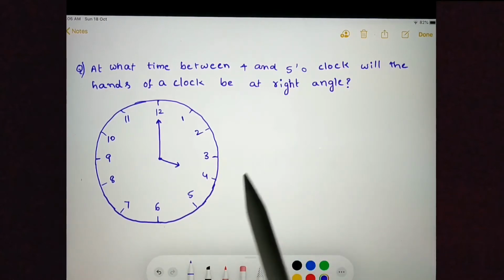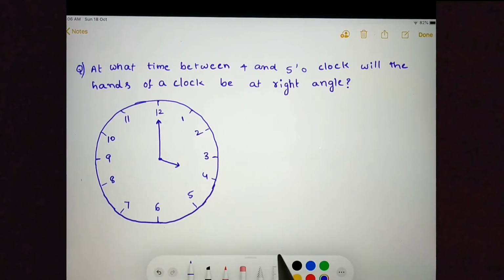There are two ways to solve this problem. One is using concept, another is using formula. First we will solve the problem using concept, then we will solve it with formula.